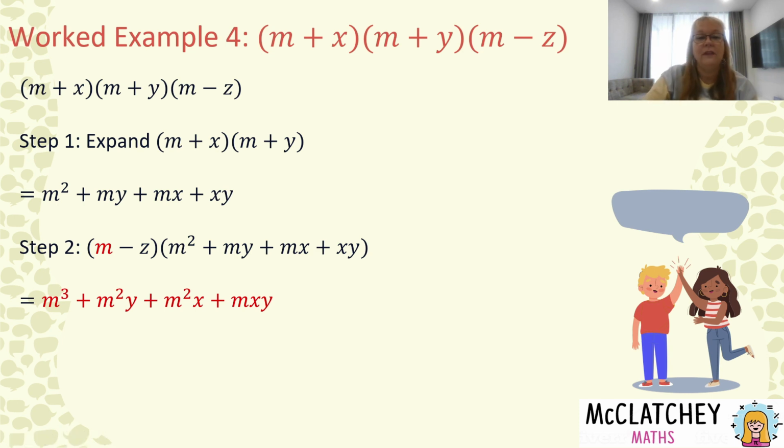Okay, so now we're going to multiply the negative z by the rest of everything in that set of brackets at the end. So negative z times m squared will be negative m squared z. You might be thinking, but isn't the z first? Well, typically we write algebra in alphabetical order. So it will be negative zm squared, but we put the m squared first. That's just convention. Negative z times positive my will be negative myz. Negative z times positive mx, negative mxz. Once again, alphabetical order. And negative z multiplied by xy is negative xyz.